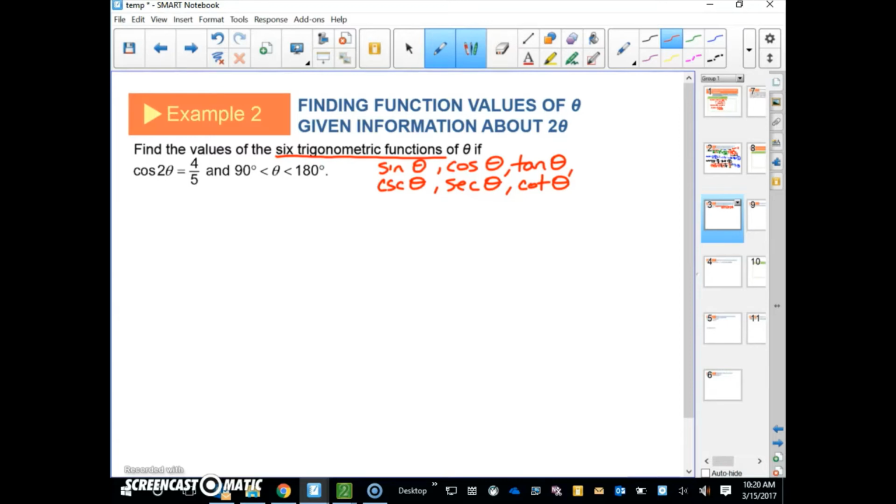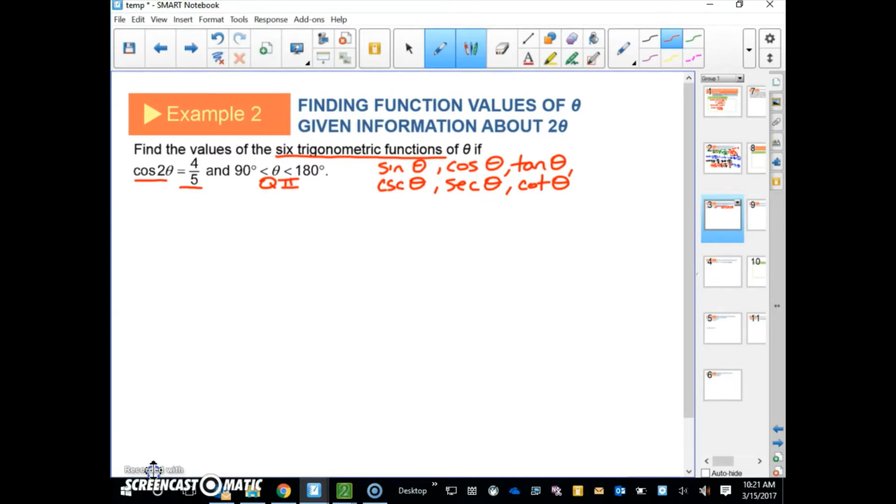So look at what you have given. Cosine 2 theta equals 4/5, and 90 is less than theta is less than 180. So think about what that means. Between 90 and 180 is talking about the second quadrant. Okay? 90 degrees and 180 degrees, they're talking about quadrant 2. And so I feel like they're describing the picture, but whatever. Look at what you have given. Cosine 2 theta equals 4/5.